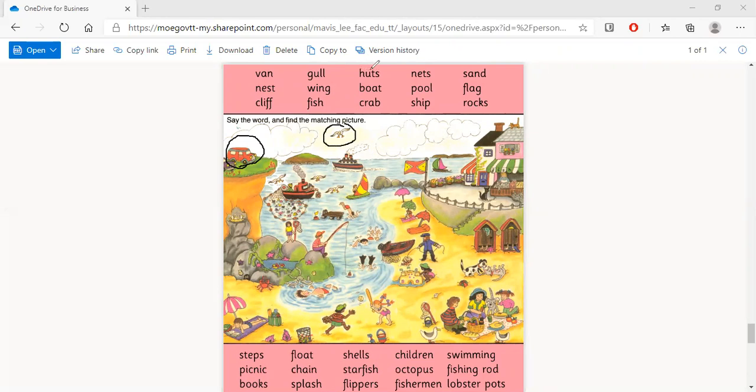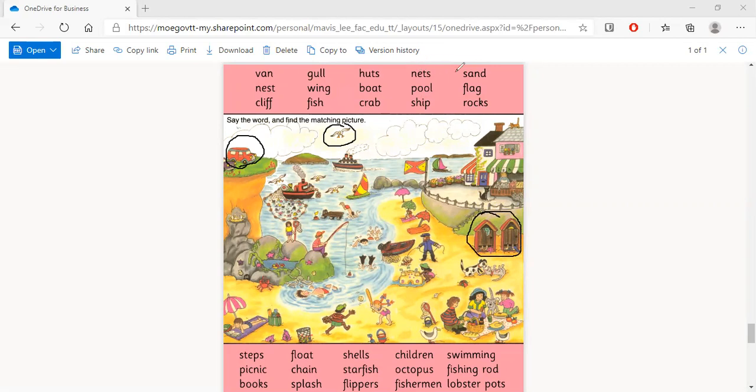Huts. Huts are little houses. And in this case, it's a place where people change their clothes when they go to the beach. So here are two huts. See them?